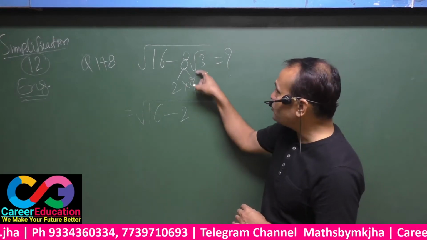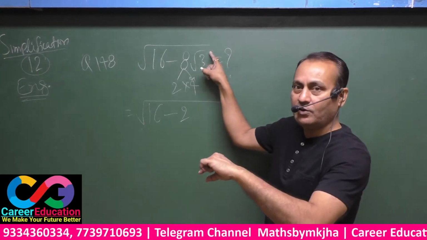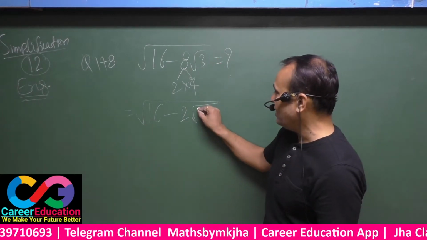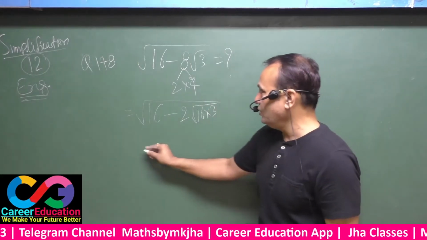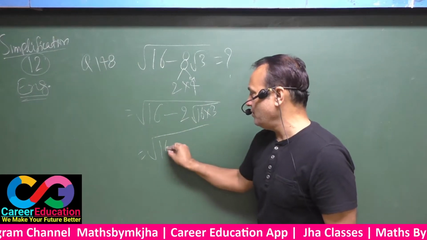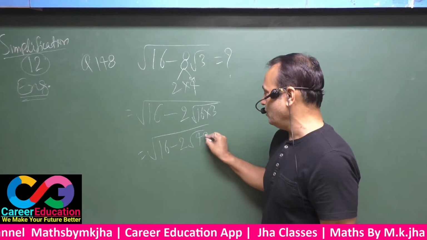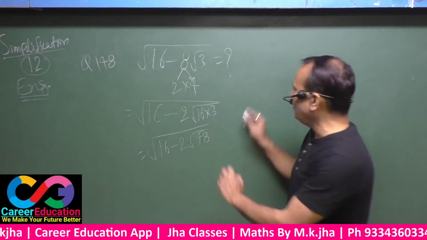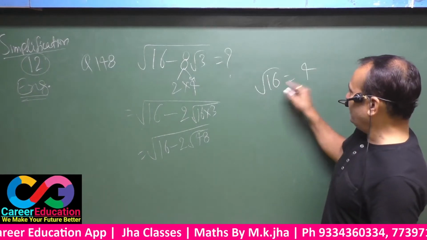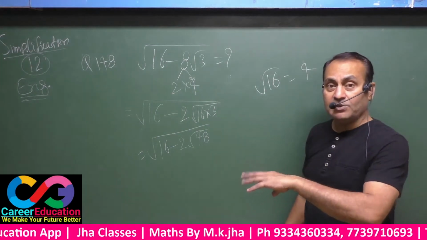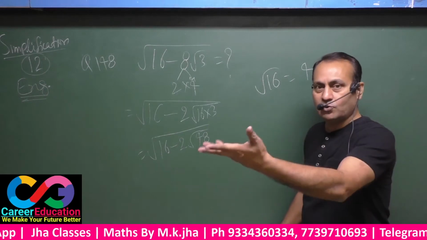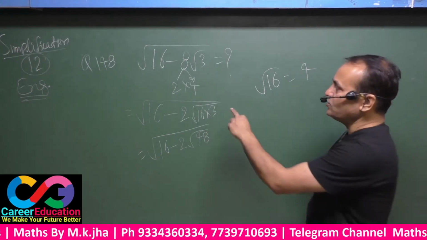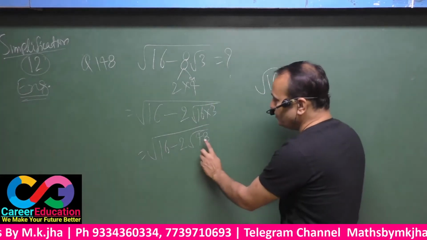If 4 goes within the symbol of under root, it is 4 square 16. That means you are writing here 16 into 3. Now this is 16 minus 2 under root 48. See here, under root of 16 is 4. That means if 4 goes under the root sign, certainly that will be 16 there. That's why 4 square 16 into 3, this is 48.